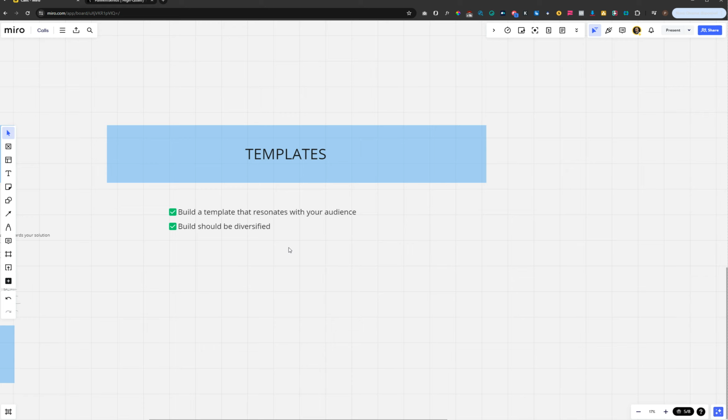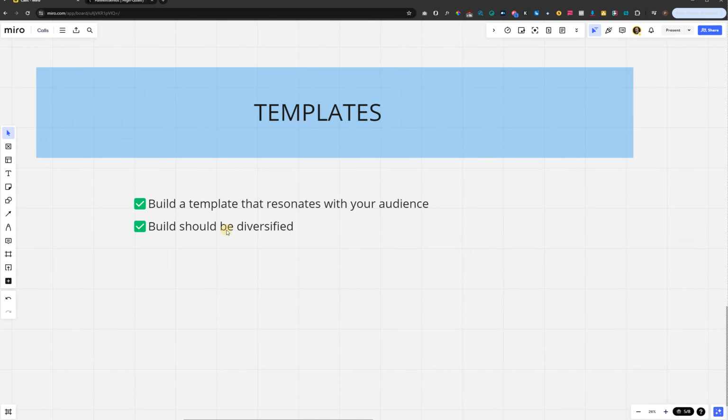So templates. Let me see how much time I have. We have half an hour. Okay, so I'm just gonna go ahead and do a little bit more, and then I'm gonna go for the Q&A. So templates, you need to build a template that resonates with your audience. You need to build something that's diversified. There's different ways, different design styles and stuff like that. Because when you have different design styles, you are going to be able to engage and captivate your audience a lot more.